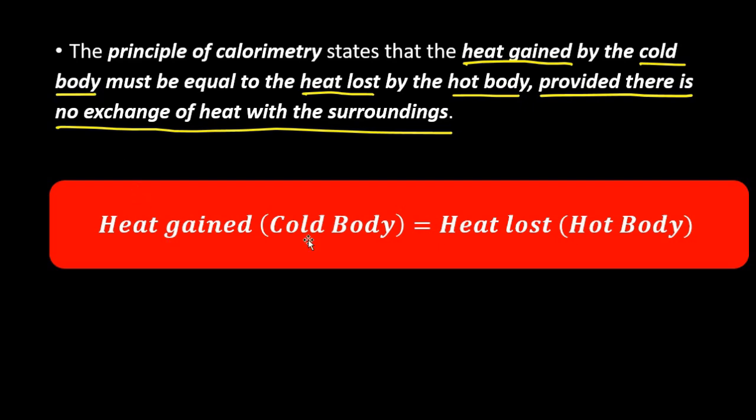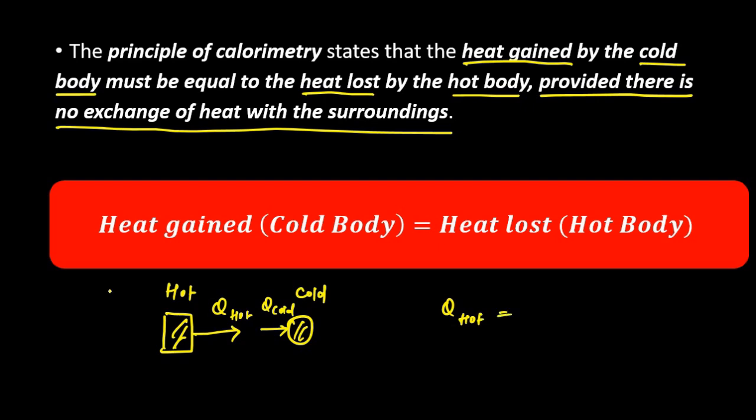So the heat gained by the cold object, or the lower temperature object, is equal to the heat lost by the hot object. Okay, so let's say this is the hot object and this is the cold object. So the amount of heat which goes out from the hot object and the amount of heat that goes into the cold object must be equal in magnitude. Direction will be opposite, that's why the negative and positive sign will come, but for now just understand that the magnitude will be the same.